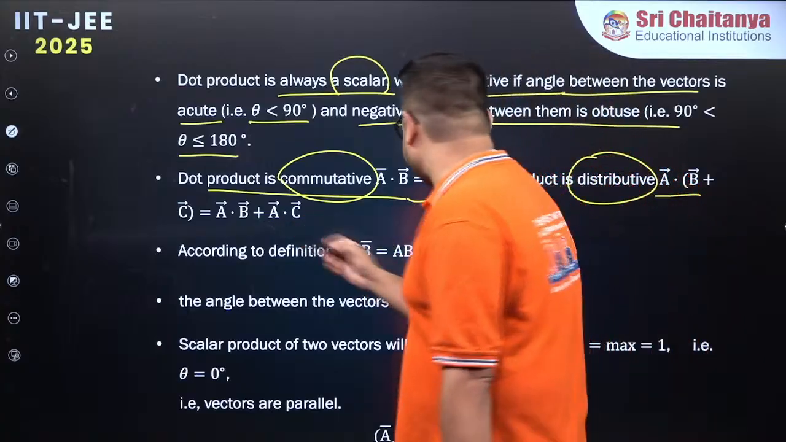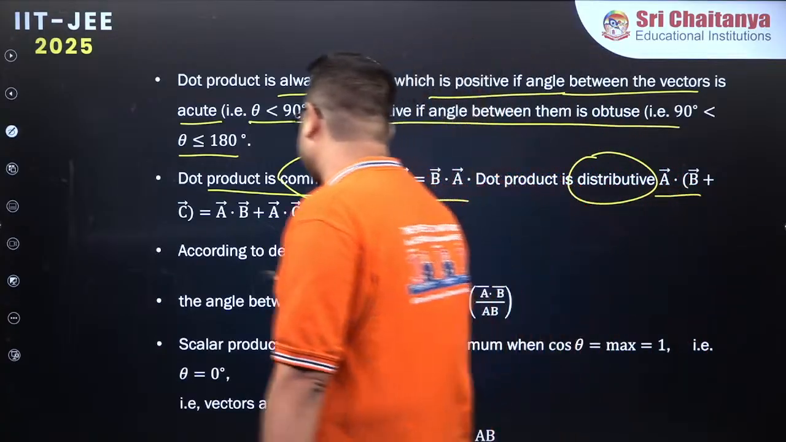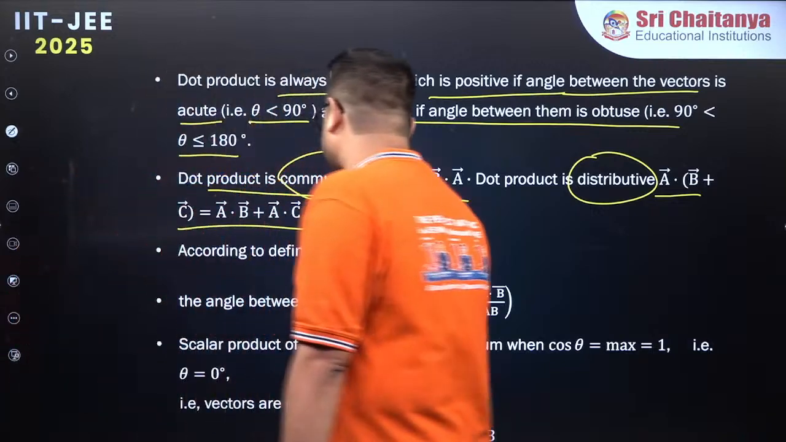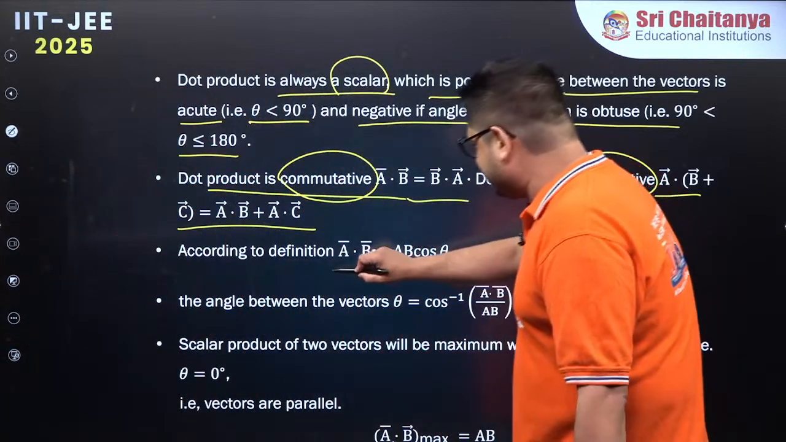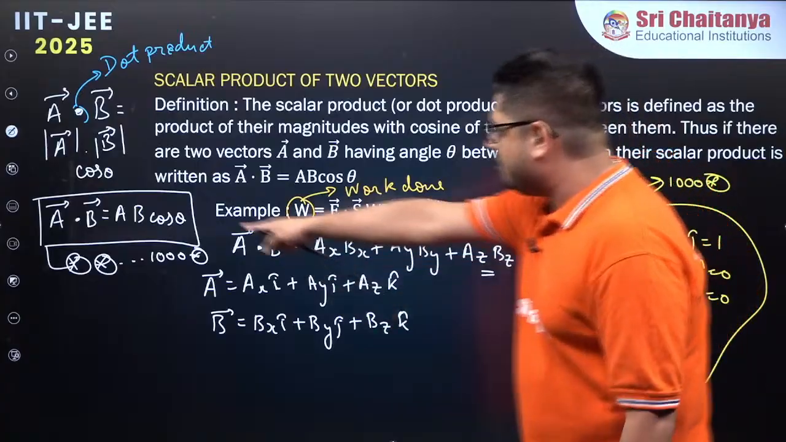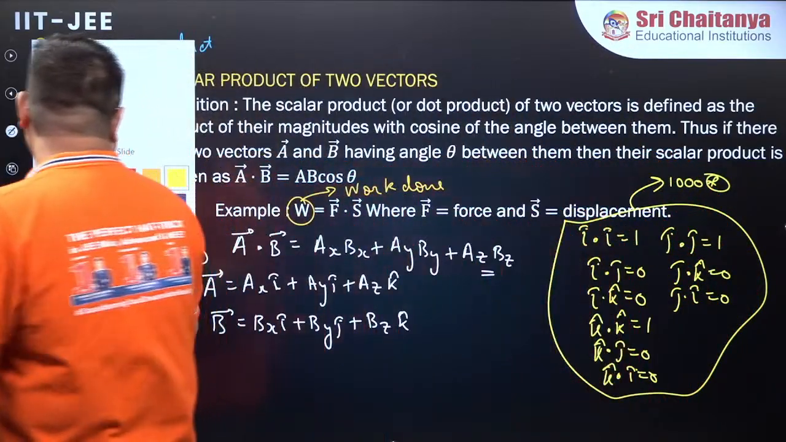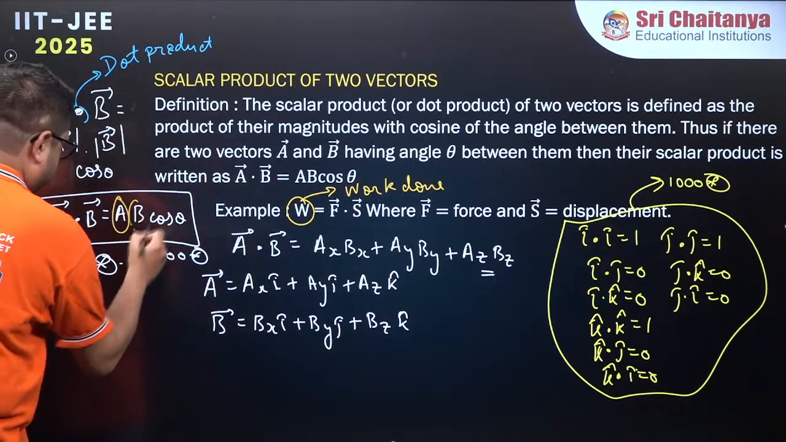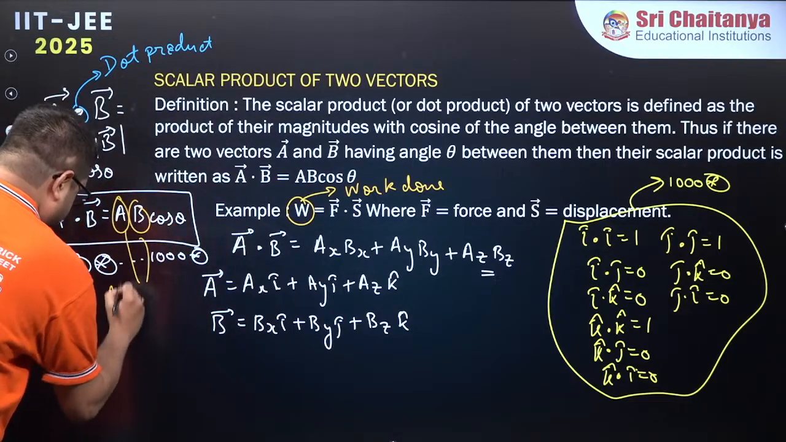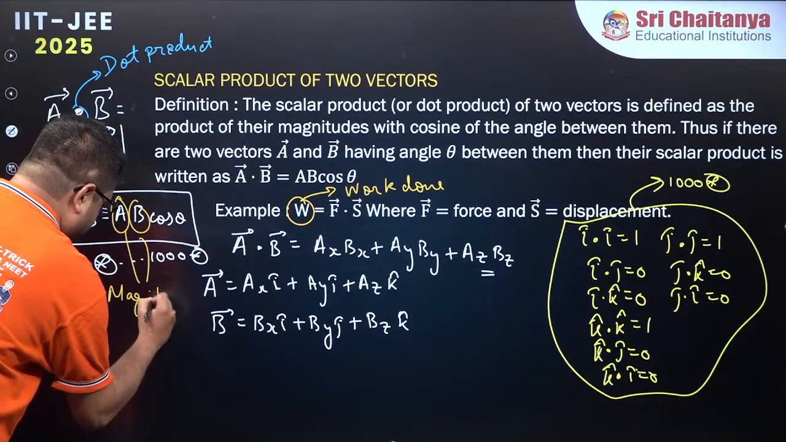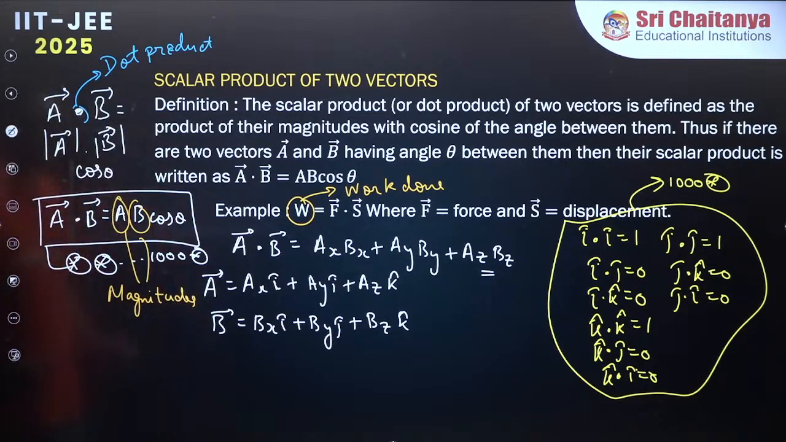So the same thing, that is A dot (B plus C) is going to give us A dot B plus A dot C. So according to the definition I've already mentioned, A dot B is AB cos theta over here, where A and B are the magnitudes. You can write down that A and B are the magnitudes, isn't it? We are talking about the magnitudes over here. So that is what I wrote down over there.